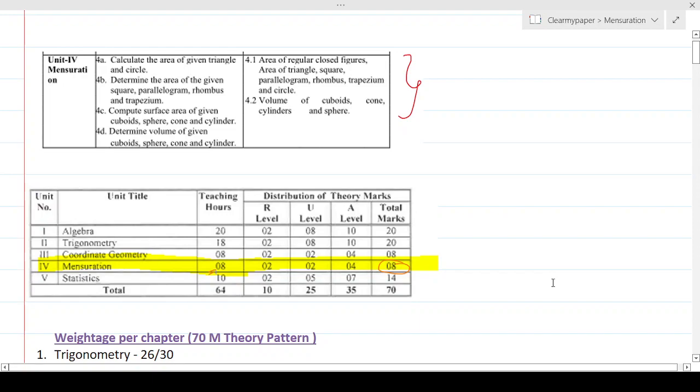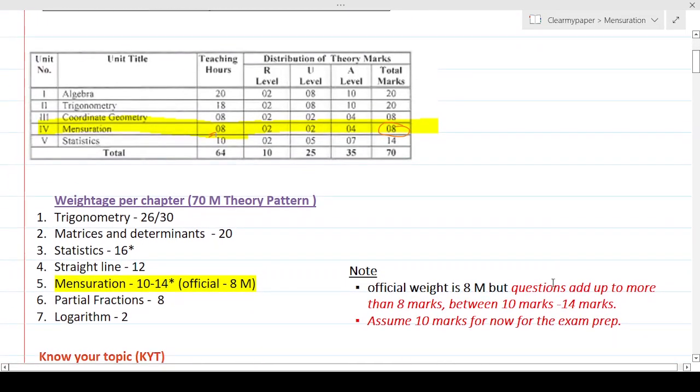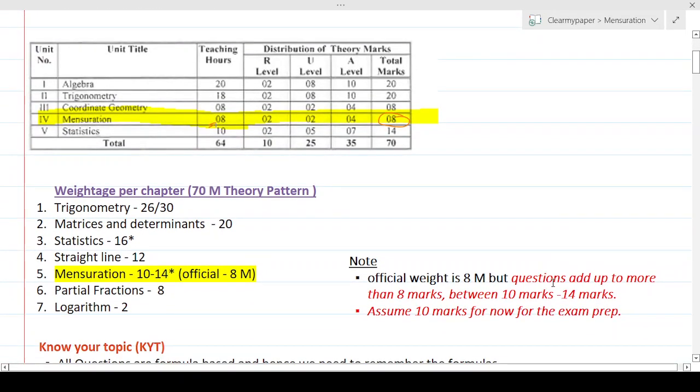So it's for 8 marks, and I've ordered the priority of all the chapters by weightage in descending order. So the highest weightage I put at the top, and mensuration stacks somewhere in 4th or 5th. If it's 8 marks, it comes in the 5th ranking. But sometimes what's happening is, if you see the note here, I'll show you a couple of question papers.